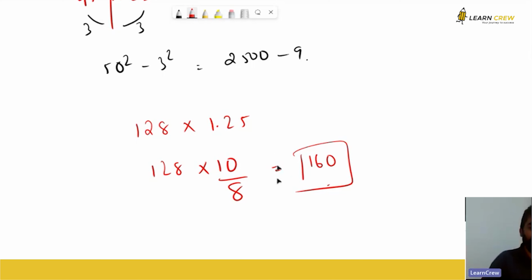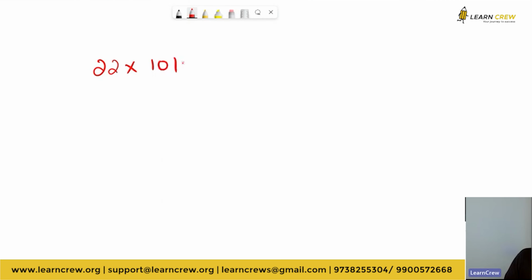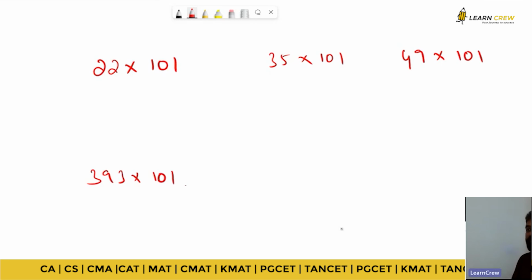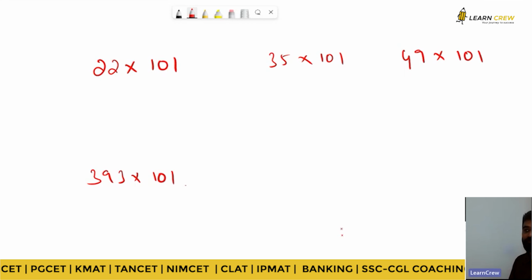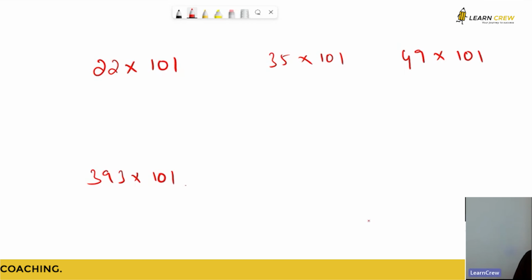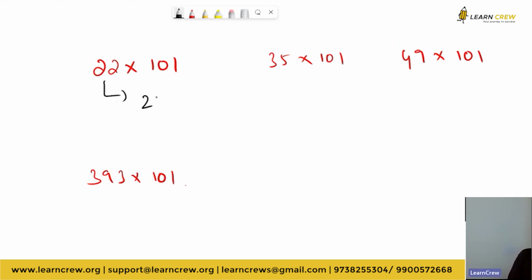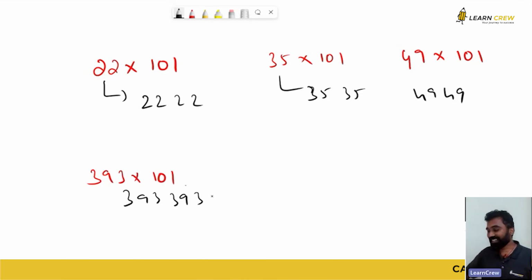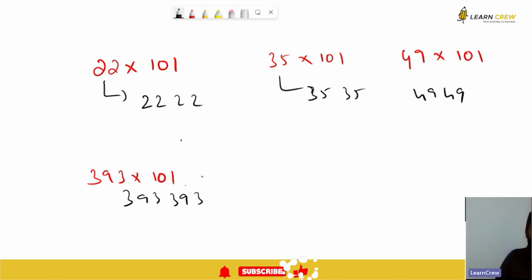Now, what happens if you multiply a number by 101? 22 into 101, 35 into 101, 49 into 101. See, whenever you get a number multiplied by 101, easiest, write this twice. 22, 22. This becomes 35, 35. 49, 49. Copy it twice and write it. That's it. Can this be the method for this?